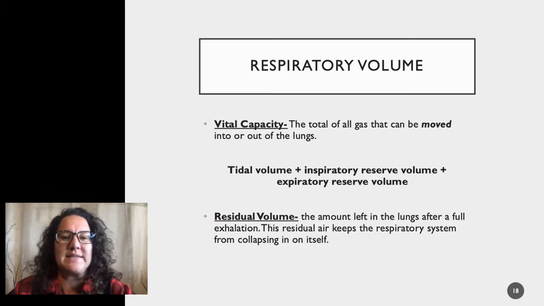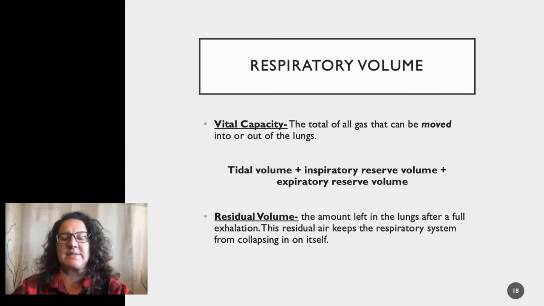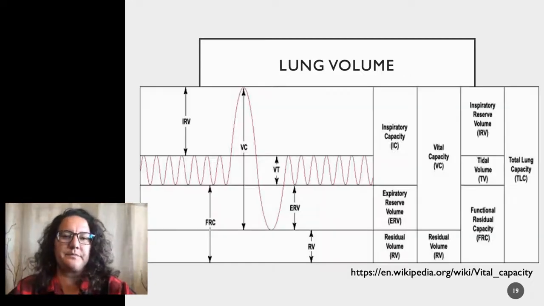So our vital capacity is the total amount of gas that can be moved in or out of our lungs. So this is our tidal volume plus our inspiratory reserve volume plus the expiratory reserve volume. And as always, there's a residual volume that's left in the lungs after a full exhalation, again, to keep those alveoli from collapsing on themselves.